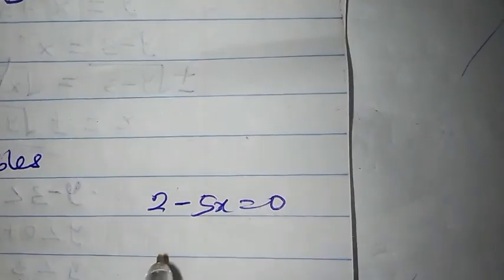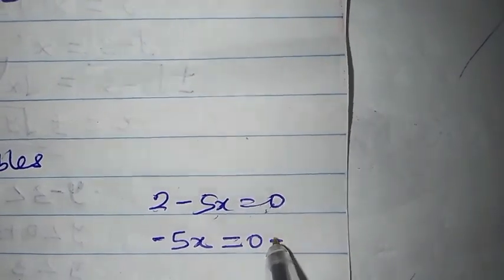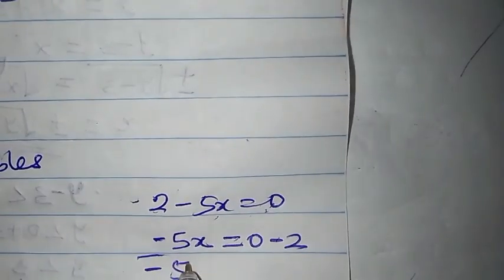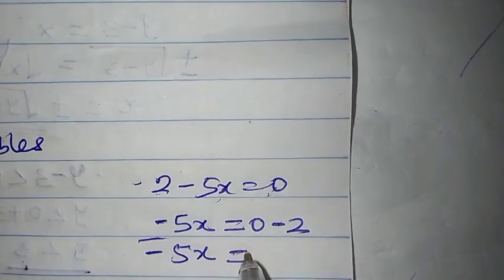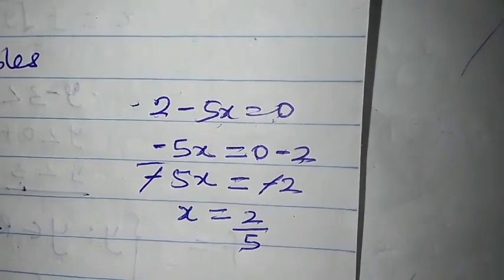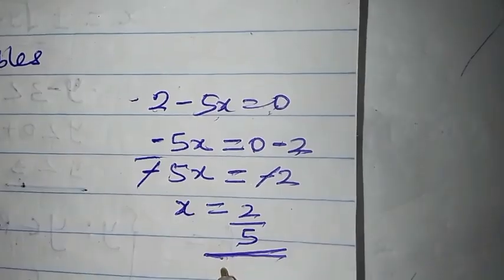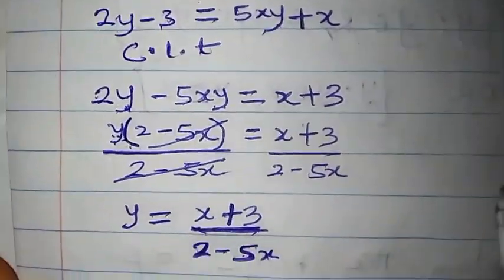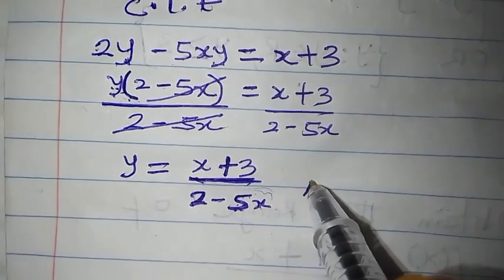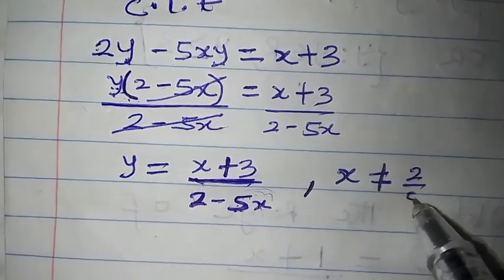Let's solve for x. Minus 5x will be left alone. 2 will cross. 0 minus 2. Okay, 2 is plus. If it crosses, it turns to minus. Minus 5x is equal to 0 minus 2, which is minus 2. Minus can cancel minus. If you divide both sides by 5, x will be equal to 2 all over 5. So this value of x, 2 over 5, will make this very function undefined. So we write it, comma, x is not equal to 2 over 5.